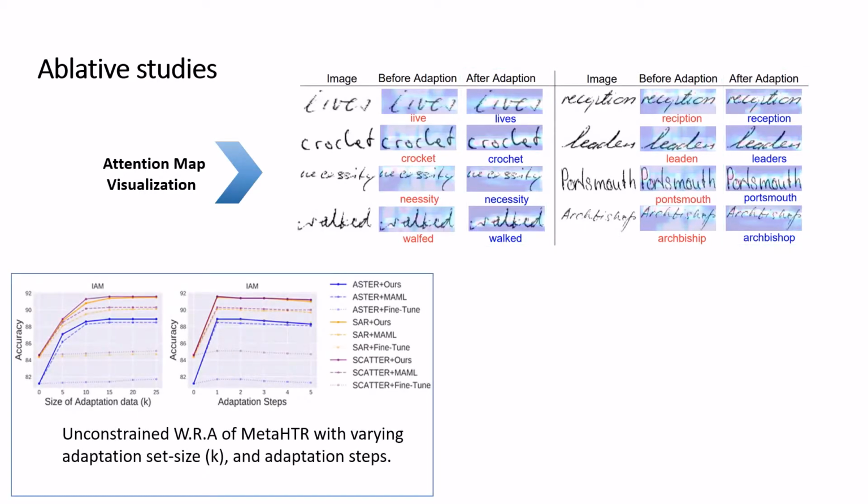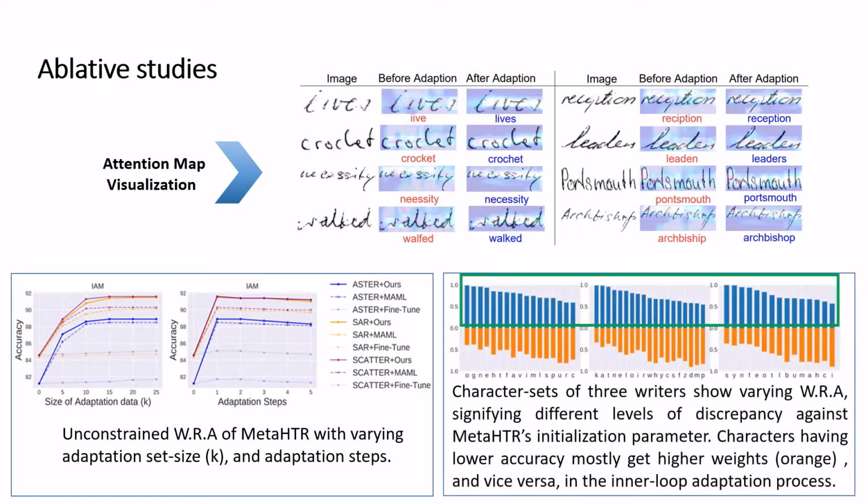Our model performs best with an optimal adaptation set size of 10 to 15 samples, and just one inner loop update. Varying accuracy against different character sets shows varying levels of discrepancy against MetaHTR's initialization parameter. Furthermore, characters with low accuracy mostly get higher weights, and vice versa, during inner loop adaptation process.